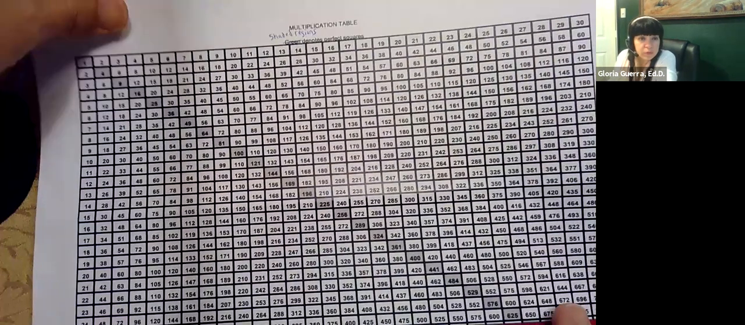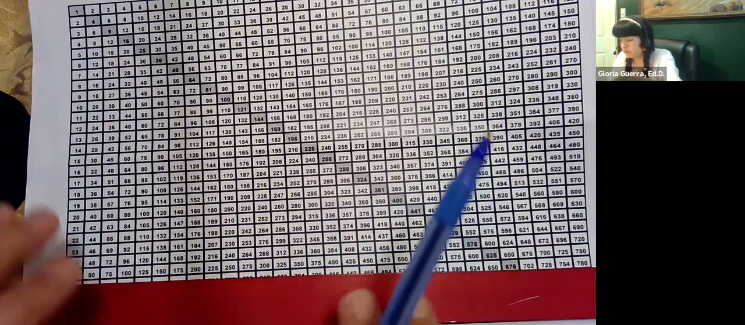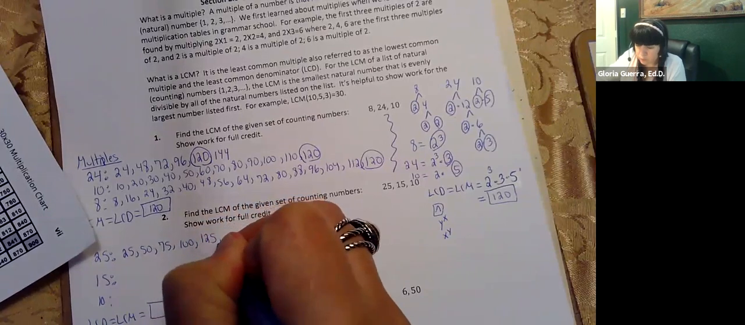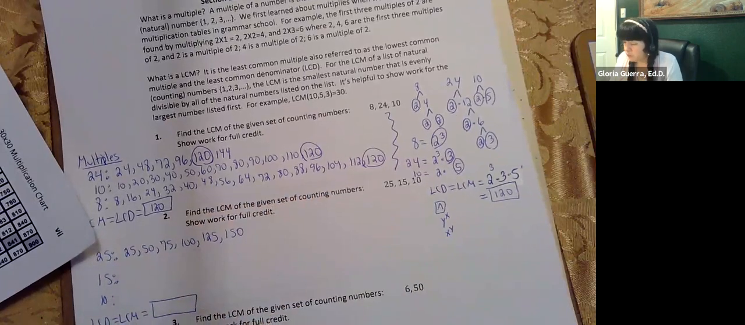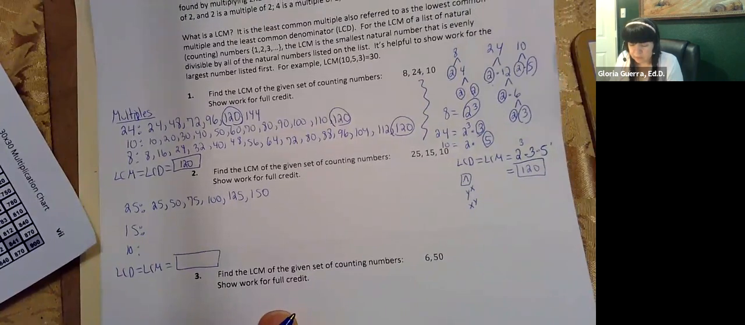Okay, so you see class right here, 25 times 1, 25 times 2 is 50, 25 times 3 is 75, 25 times 4 is 100, 125, 150. So I'm going to stop because I think it's 150, and that's 1, 2, 3, 4, 5, 6. So yeah, I usually list the first 6 or 7 or so. So 25 times 1, 25 times 2, 25 times 3, 25 times 4. Okay, so I've got that list going there. 25 times 5, 25 times 6.